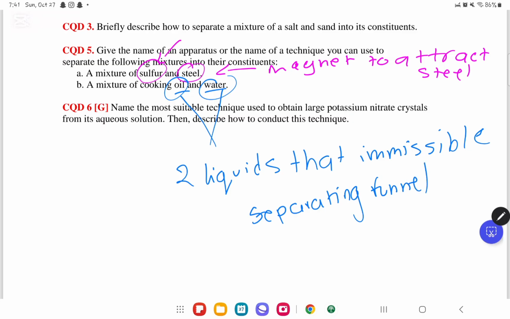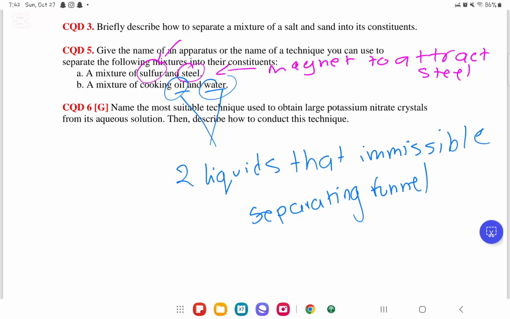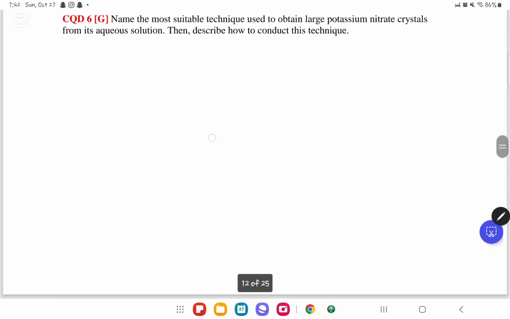okay, or something called decantation. I don't know how to say it. Decantation. Decantation basically means using a separating funnel. So instead of saying this long hard word that I can't say, or if you can say it and use it. I can't say it personally, so what I will write is that two liquids that are immiscible, do not mix with each other, I will use a separating funnel. So that's CQD number 5 done. Now we have CQD number 6.